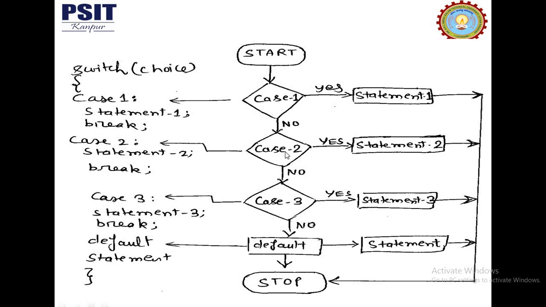Then case 2 is not matched with the choice. Choice is the expression. So the result of choice is matched with case 1, then case 2, then case 3. So that is not matching with any case. If it matches a particular case, then I will come out of that switch body and go to the rest of the program, because every time break is there, right?